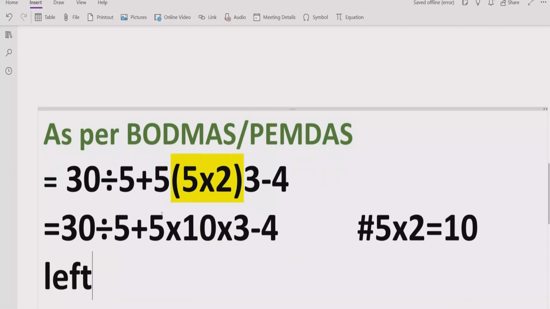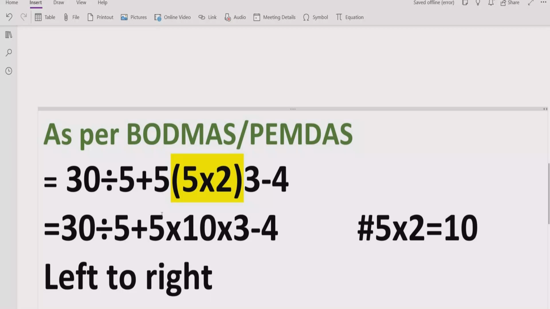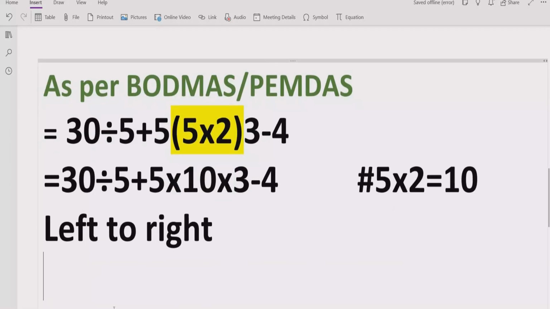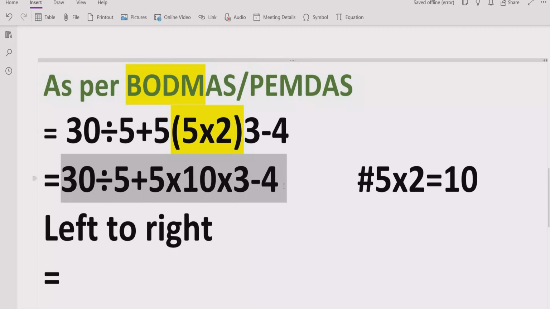Now we will move forward from left to right. After the bracket, you have to look at the exponent parts, but in our expression we do not have any exponent part. So now we will look at division and multiplication. Here we have the division first, so we will solve this part now. 30 divided by 5 equals 6, since 5 sixes are 30. Now we will write the other things as it is.